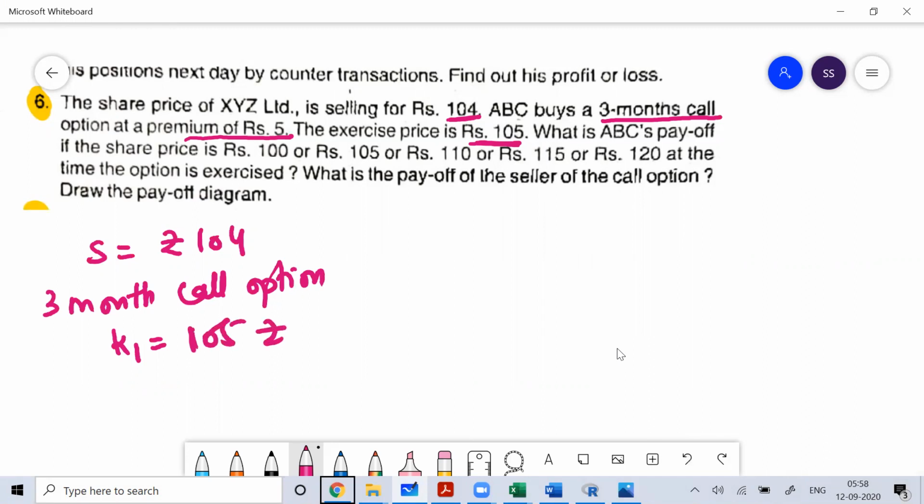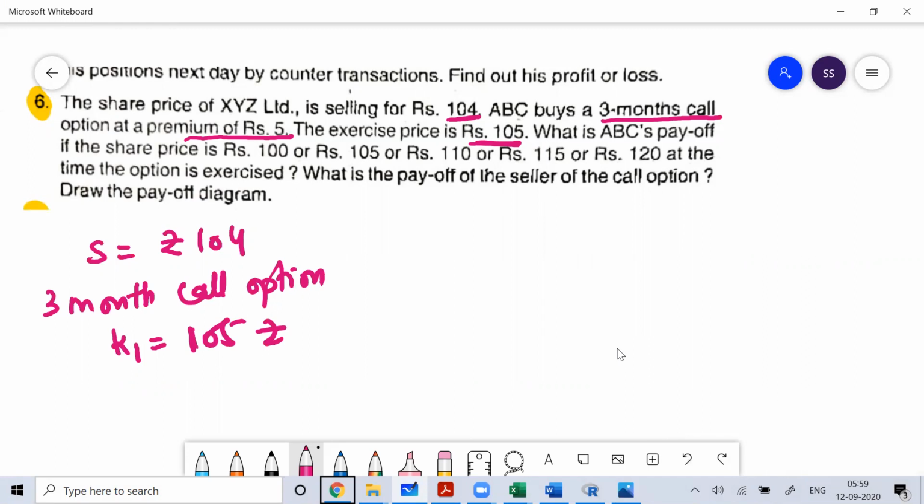So it's a call option, and S is less than K. So this is an out of the money call option. If S were greater than K, then this would be in the money. Here 104 is less than 105.